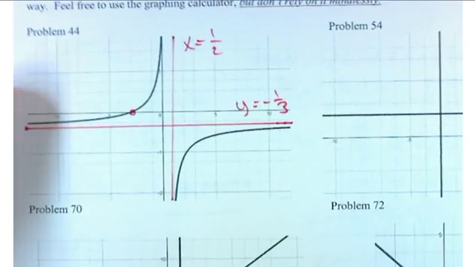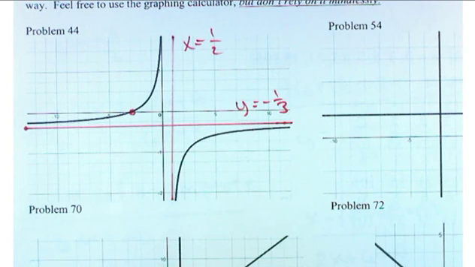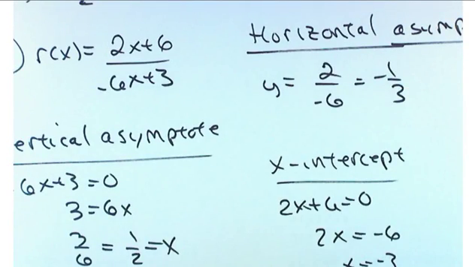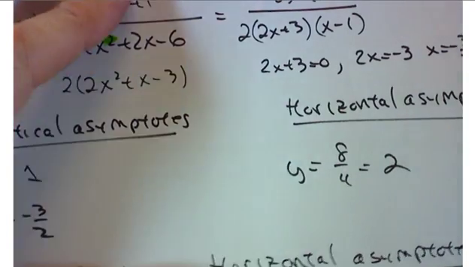So, nice. When you graph these things, start with the vertical and horizontal asymptotes. They really frame your graph. Are you getting the gist of these rational functions? Let's do a couple more. Let's try problem number 54.